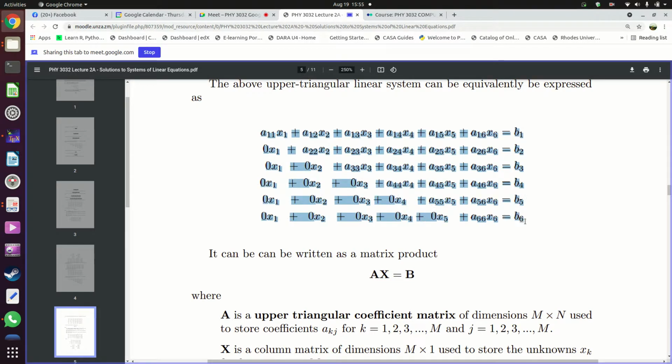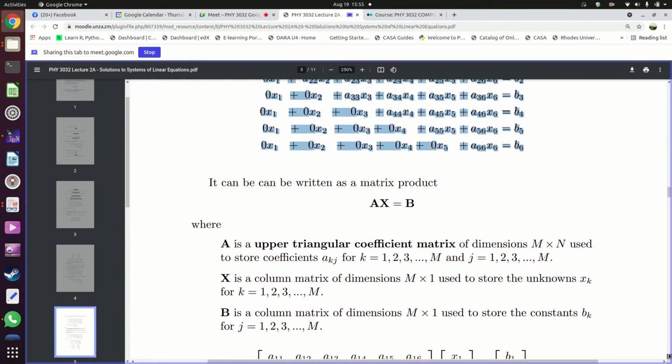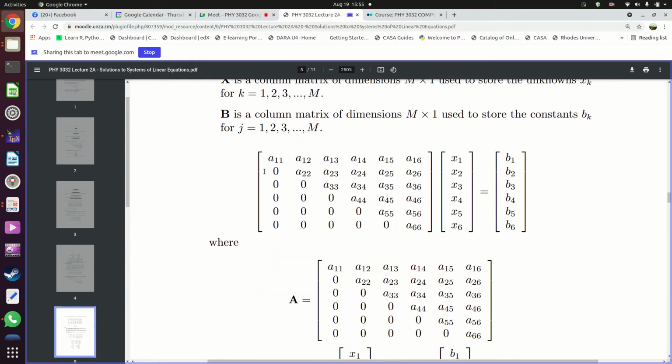Yes. So when you do that, our matrix A is going to have the following form. This is going to be our A matrix. Then our X matrix is going to be this. Then our B is going to be this.